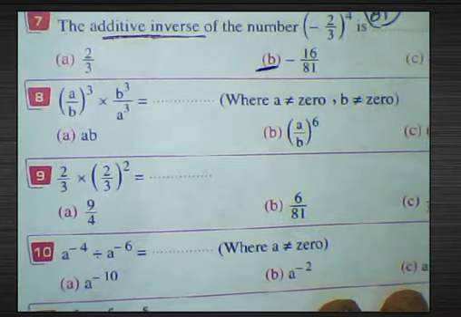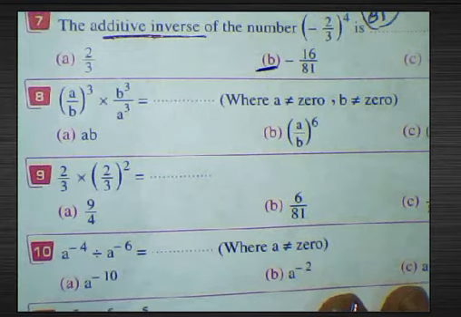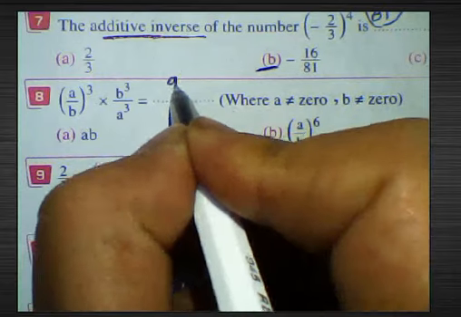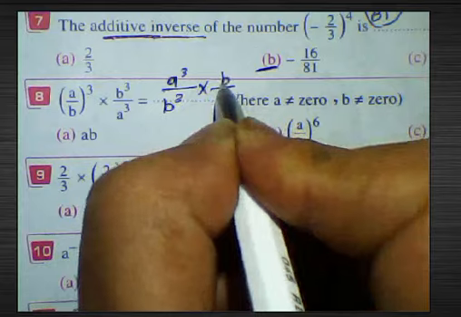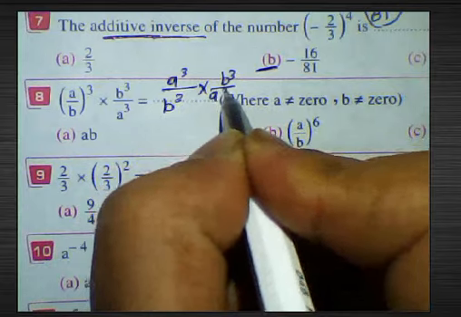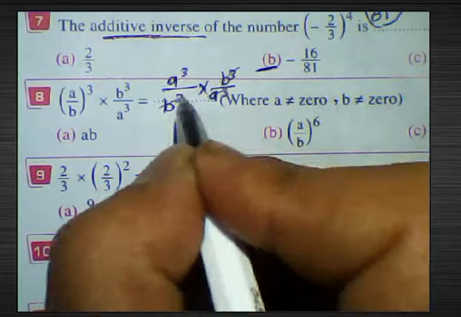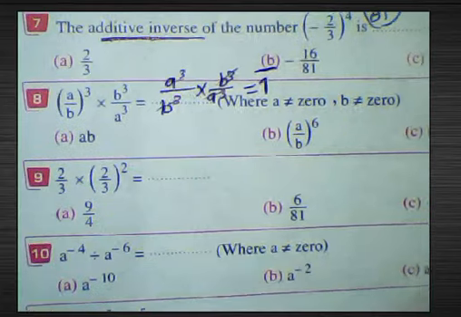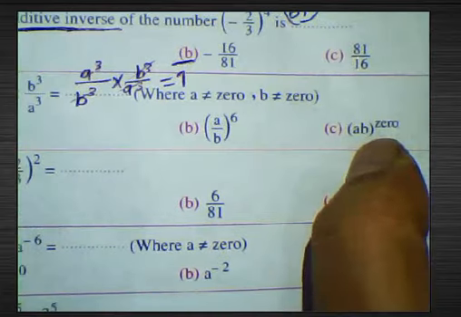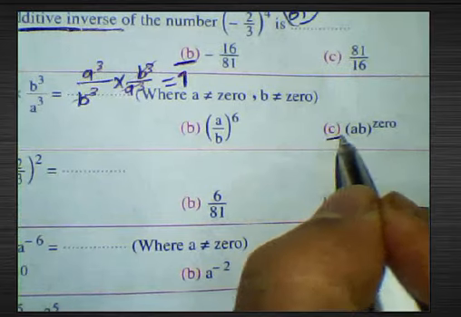Question 8, a over b power 3 multiply b power 3 over a power 3. The result here, a power 3 over b power 3 multiply b power 3 over a power 3. We can cancel them. The result will be 1. Where 1 here? 1, it's meaning a times b all power 0.